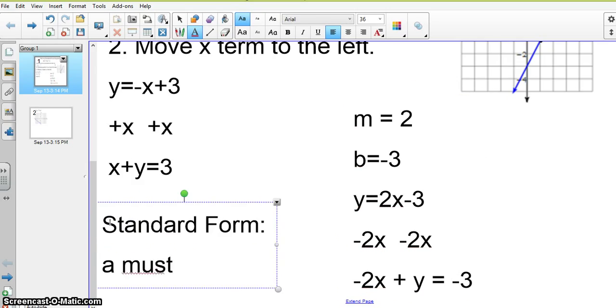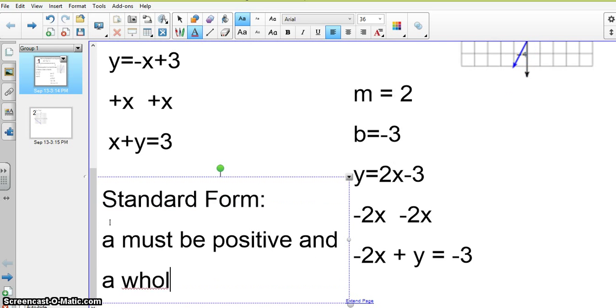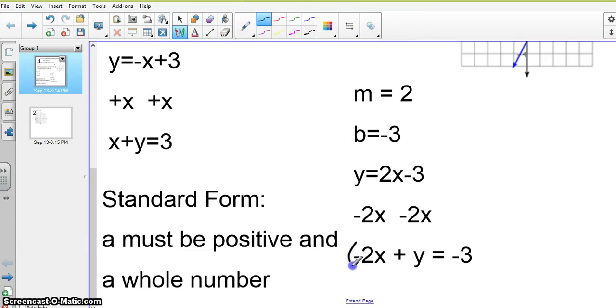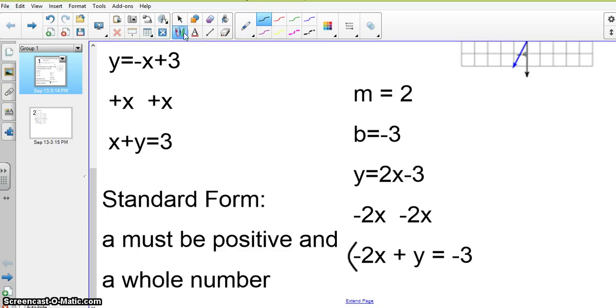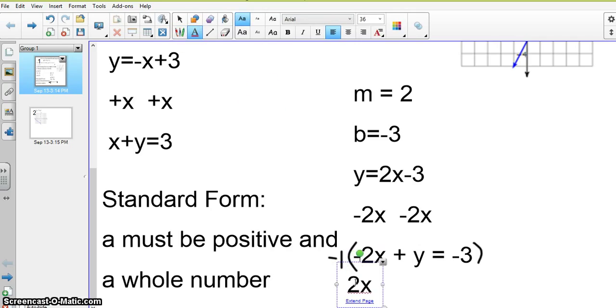So a must be positive and a whole number. So this one is a whole number, but it's not positive. In order to make it positive, all we need to do is multiply everything by a negative. And then that will make our standard form. So 2x minus y equals positive 3. And that's your final answer.